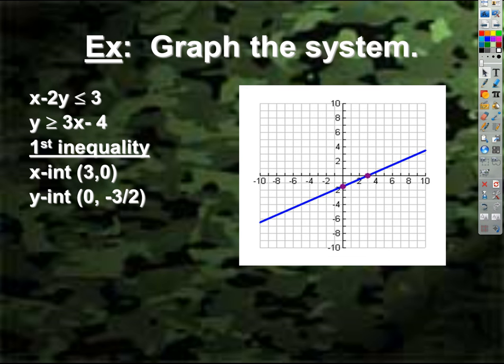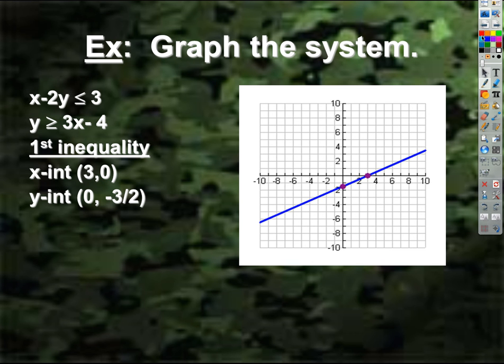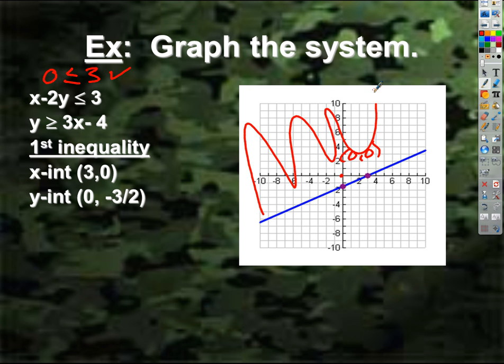So we can test a point. Which point do we want to test? Test 0, 0. Good. So if we test the point 0, 0 in the top inequality, if I put 0 in for x and 0 in for y, I just get 0 minus 2 times 0. What's that? 0. So 0 is less than or equal to 3. True or false? True. So it passes, right? And so we're going to shade up there, right? So there's the first inequality.